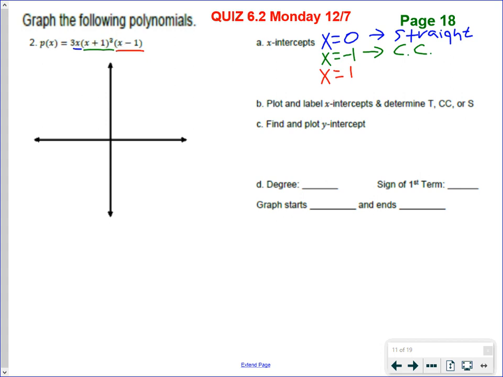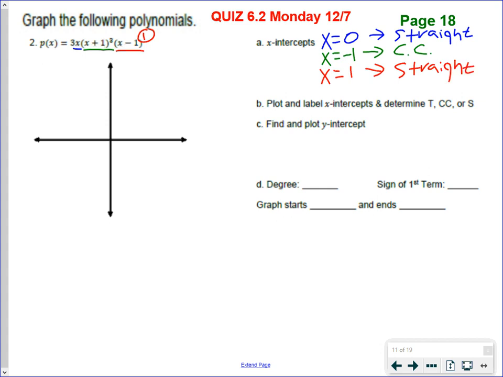And lastly, for x equals 1, we're going to look at the factor we got x equals 1 from. We got it from x minus 1. That factor is raised to the first power. You see that because we have no exponent there. If you don't have an exponent there, it's just raised to the first power. And if it's raised to the first power, it is going to go straight through that point.